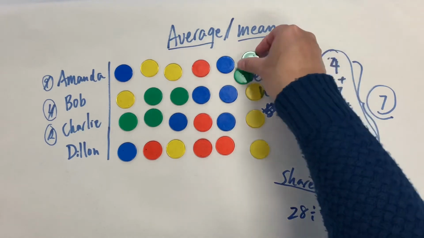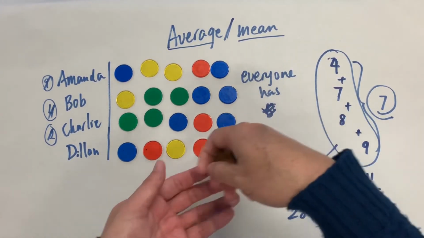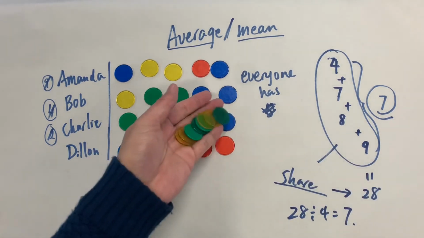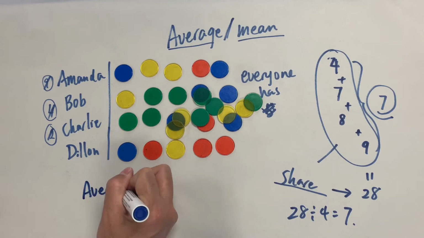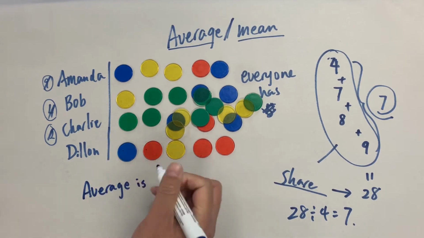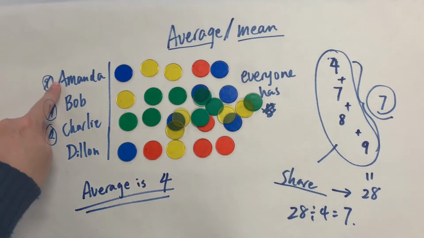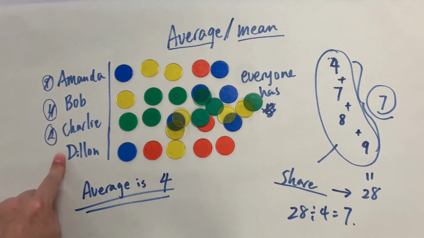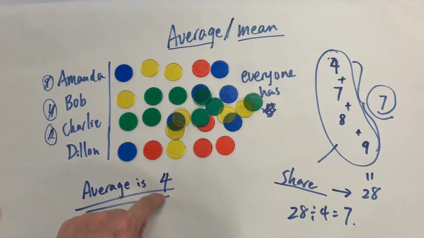So I'm going to change the number. Or how about this? Now let's say average is 4. Each person has a certain number of marbles. Now I know the average is 4. I wonder how many marbles can these people have. Remember, average is 4. Let's pause the video.